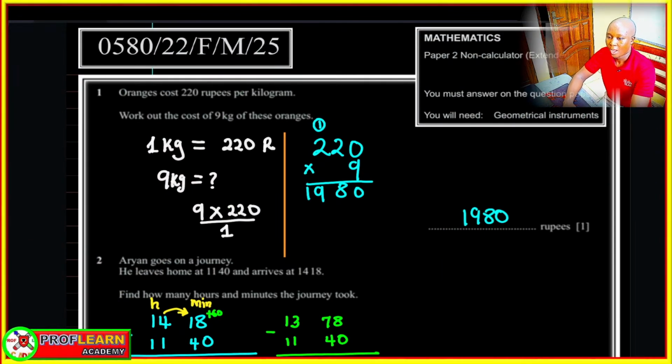To start up, we are given this paper of Feb/March 2025. So we're going to look at what are the areas that were tested there.